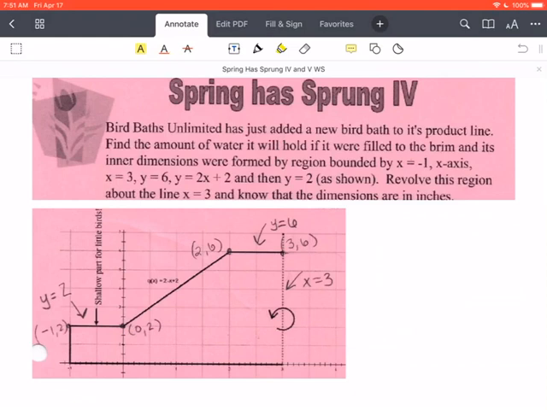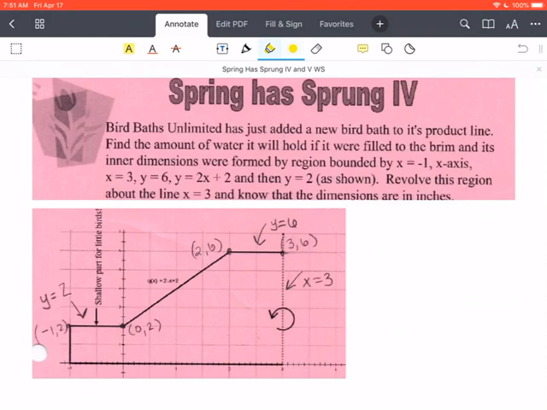So it says Bird Baths Unlimited just added a new bird bath to its product line. Find the amount of water it will hold if it were to be filled to the brim, and its inner dimensions were formed by the region bound by x equals -1. So let's start looking at these.